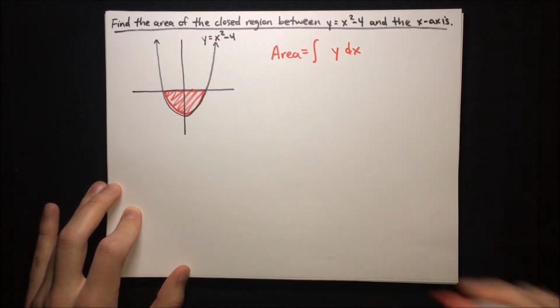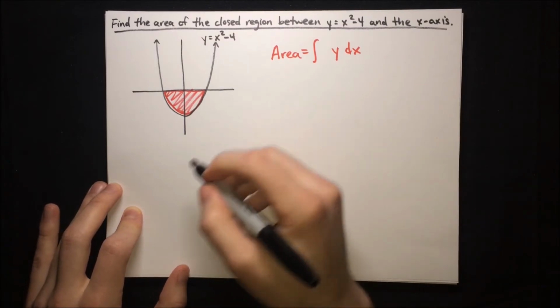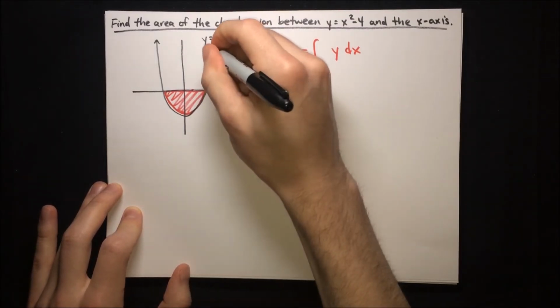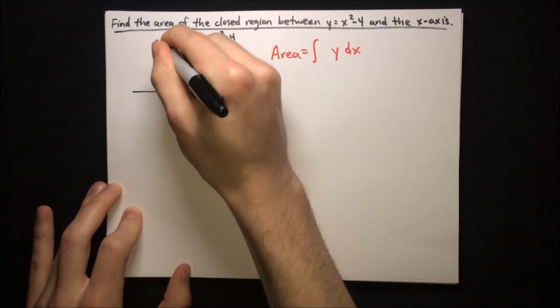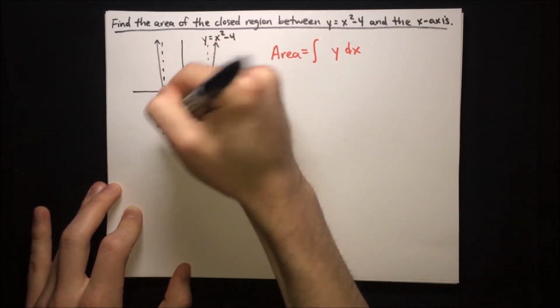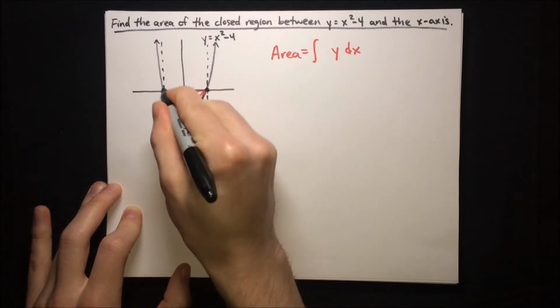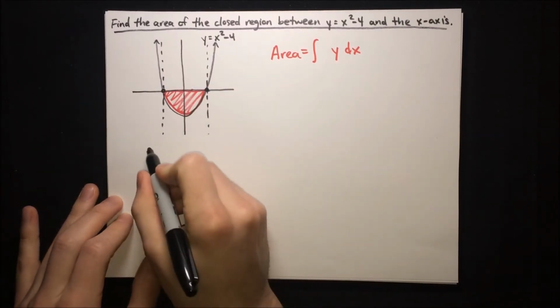But we don't know the bounds. We need to get the bounds first. So the bounds are going to be where it crosses the x-axis. Right here and right here. So we really just need to figure out the x-intercepts of the curve. So let's do that right here.